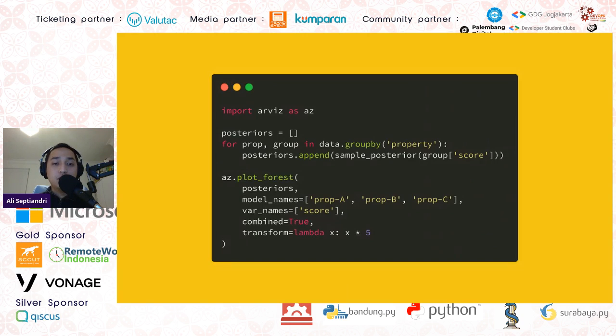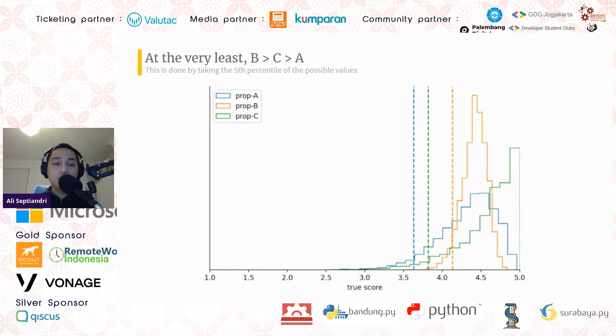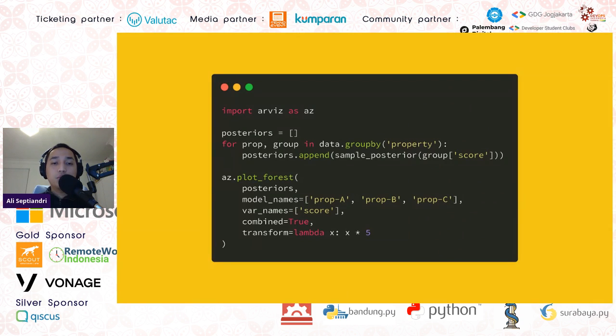But we can do something better. Instead of seeing something like this, which is kind of cluttered, you can do something like this: use the forest plot, basically with the ArviZ package, which is a complementary package of the PyMC3 library.